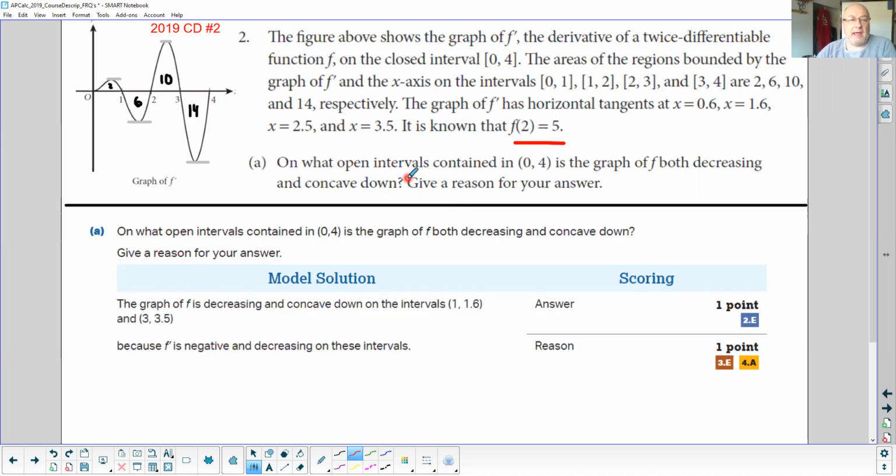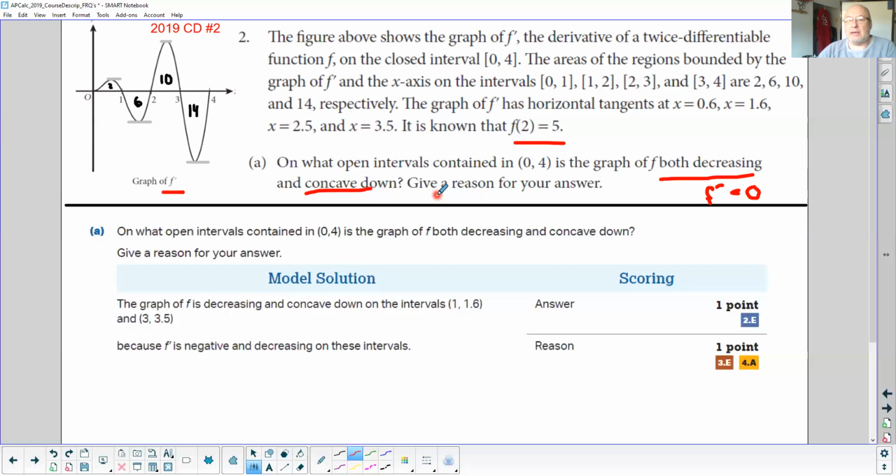So question A, on what open interval contained in 0 to 4 is the graph of f, this is the graph of f prime, both decreasing? So how do I know if f is decreasing? Looking at f prime. F prime must be negative. That's a less than sign. And concave down.